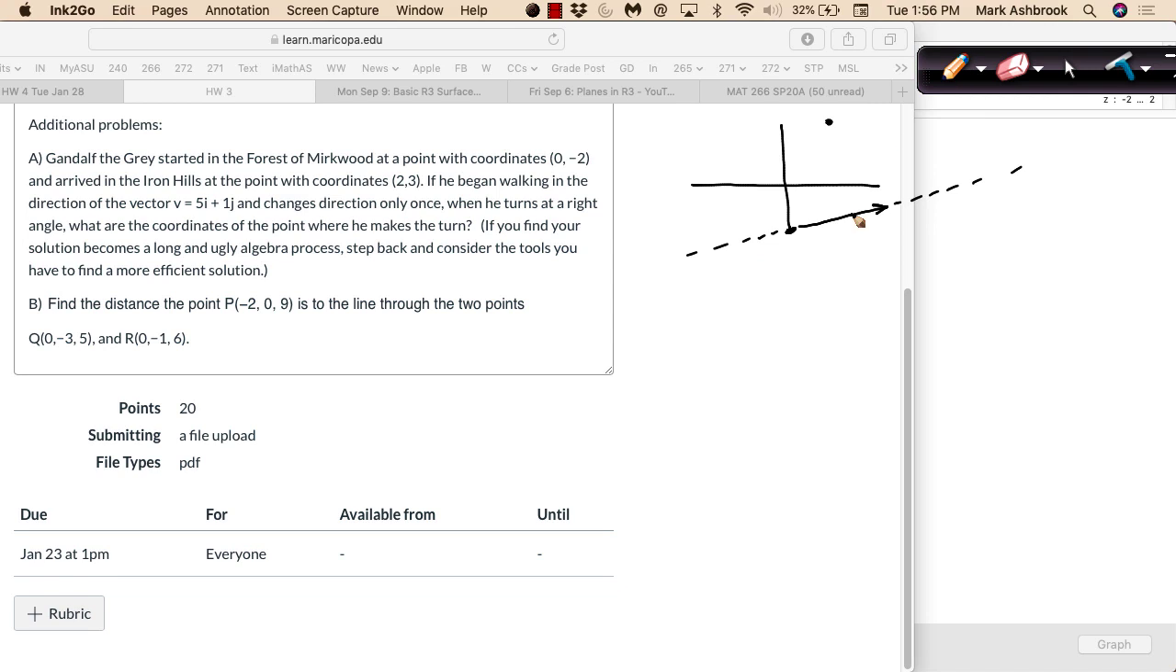Where did he turn? He turned so that he made a right angle. So he turned right here, so that this was a right angle. So let's call our starting point 0, -2, I'll call that P. And then let's say the turning point is Q. We don't know what that is, right? And then the final point was 2, 3. How are we looking? Do we understand the problem? We got a good picture?